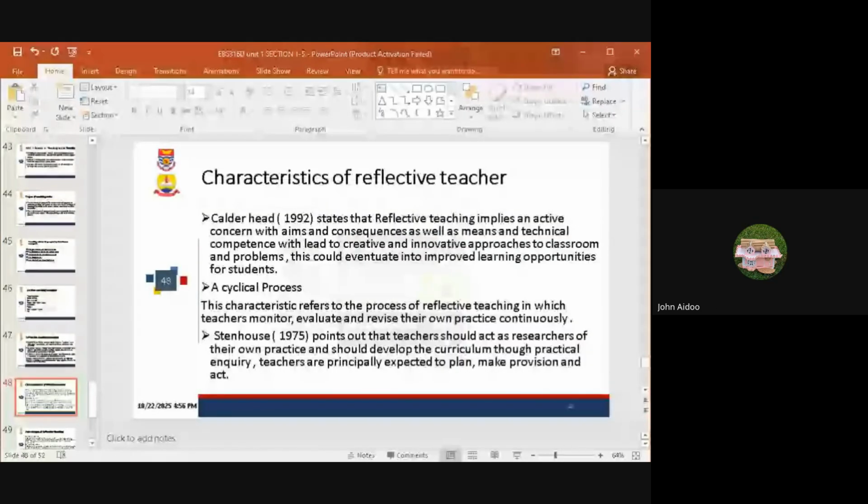Yes, please. Okay. So we have the clinical process. The characteristics refer to the process of reflective teaching, in which teachers monitor, evaluate, and revise their own practice continuously. So you, the teacher, when you're teaching, can record yourself. When you record yourself, you can evaluate yourself: this teaching I did, I can give myself 10 over 100, I didn't do well at all. Next time, let me put in this and this and that so that I'll do well.